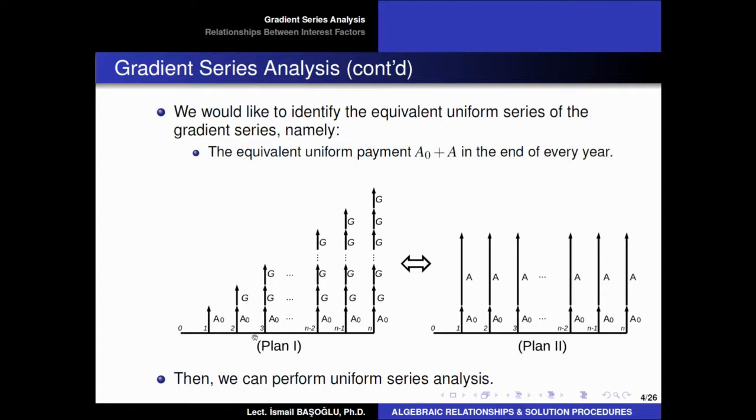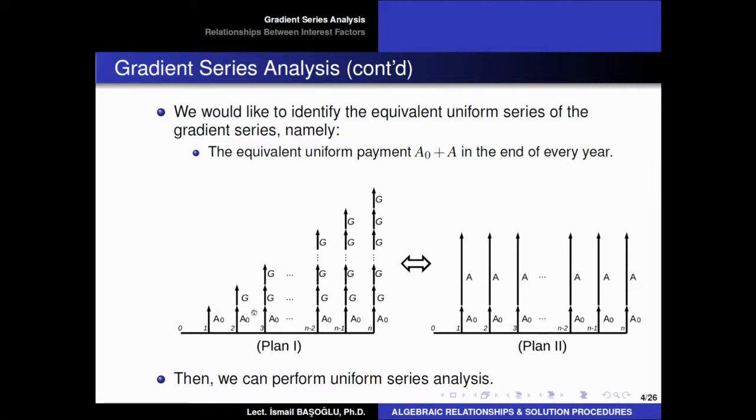So this is our plan, the first plan, where we observe a gradient series with a base amount of A0 at the end of the first year, and each subsequent year, the size of the payment increases by G compared to the previous year. Now, instead of taking this payment plan, I would like to take another payment plan where all payments are equivalent to each other for n years. So I would like to develop a uniform series.